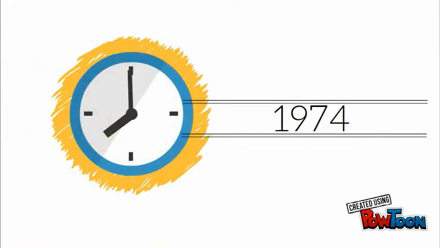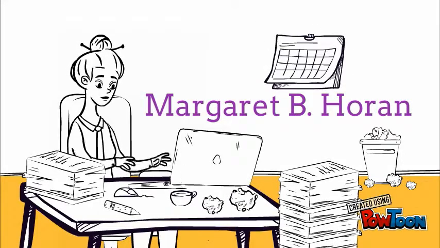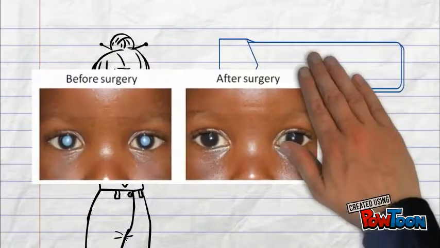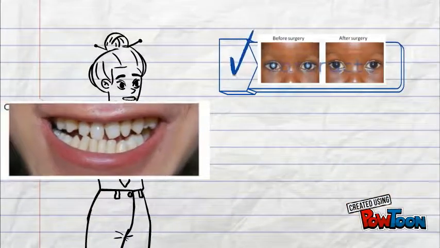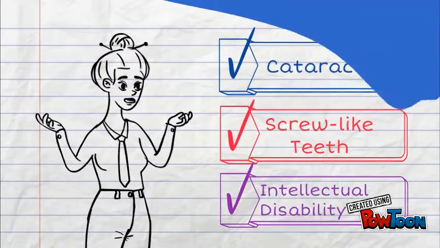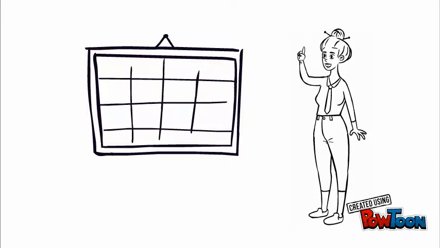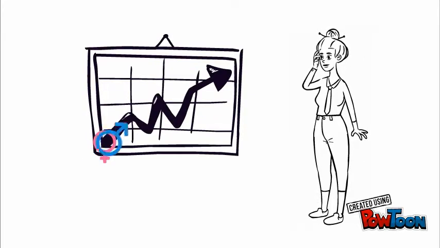Let's start in 1974. Here we have Margaret B. Horan, Australian pediatrician. While working with patients, she began to notice a unique set of symptoms that appear together, like cataracts, screw-like teeth, and intellectual disability. Surprisingly enough, she also noticed that these symptoms appeared together more severely and more often in boys.